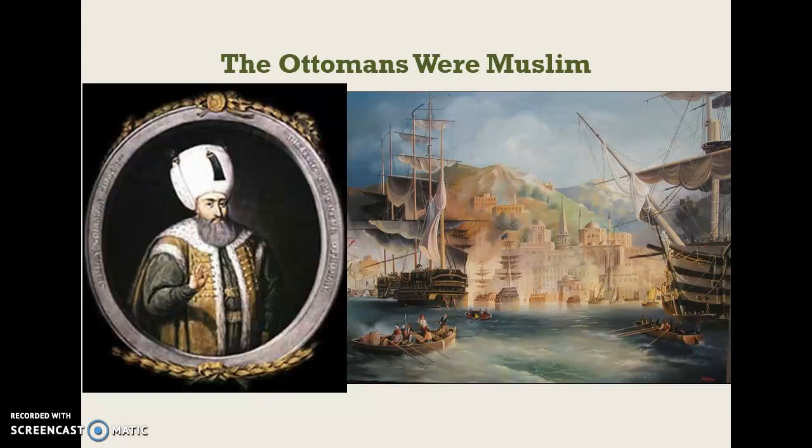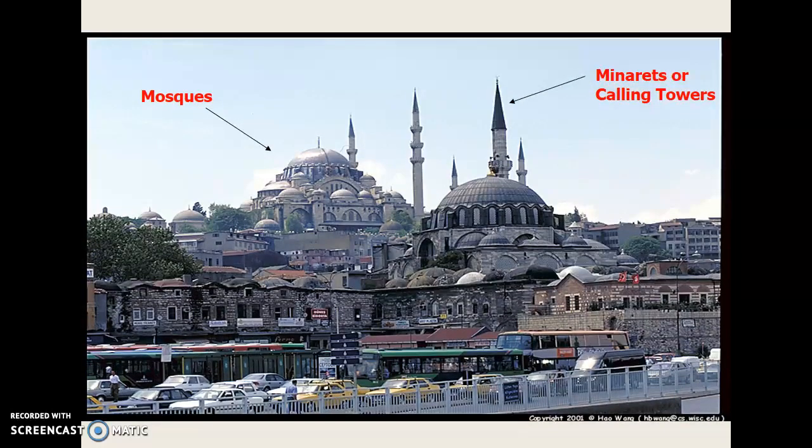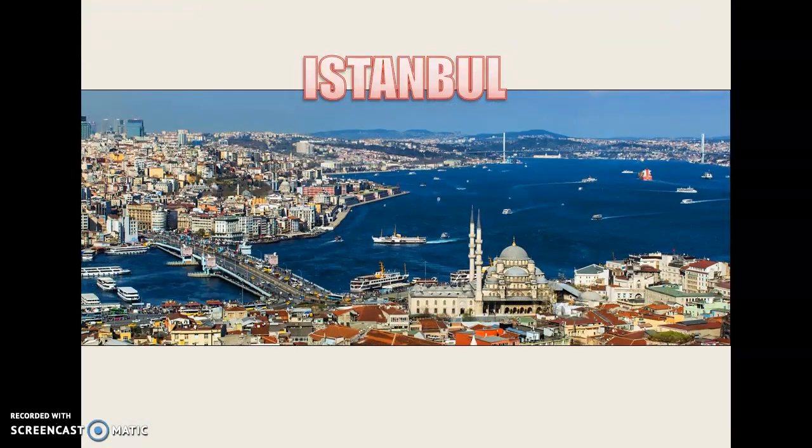And so the Ottomans also, instead of keeping it Constantinople, and you can see here the Muslim influence, changed it to Istanbul. This is a modern photograph of Istanbul, which at one point in time was Constantinople, which at one point in time was Byzantium.